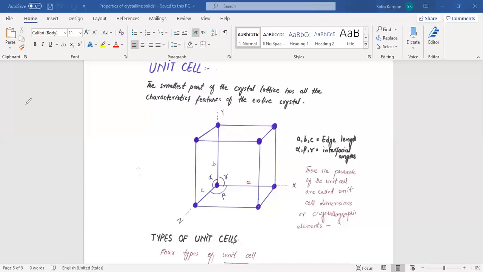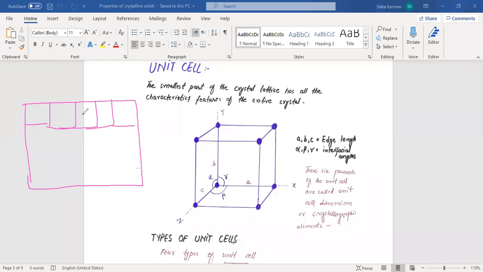crystal lattice. For example, you have a wall, and that wall is made up of bricks. When you combine all the bricks, you get the wall. So if you identify the characteristics of this wall, they are the same as those of one brick of this wall. In the same way, the crystal lattice and one unit cell of that crystal lattice have the same characteristic features.